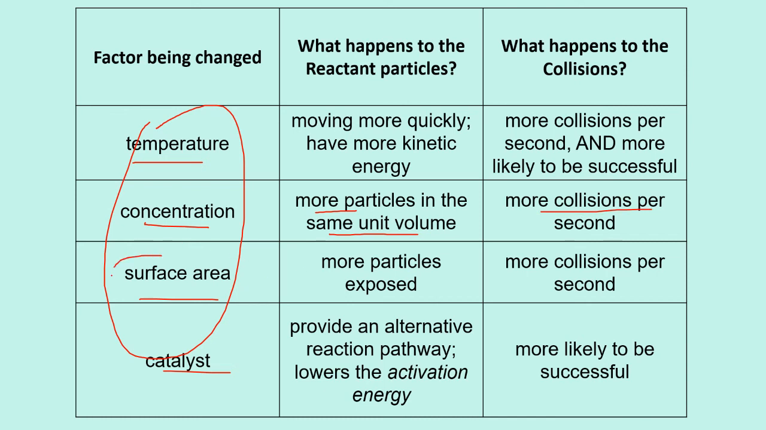If we've got some sort of solid like our marble chips, and then we turn it into a powder, then we've increased the surface area and there are more particles exposed, so therefore there will be more collisions per second. And a catalyst provides an alternative reaction pathway which lowers the activation energy. And so if you use a catalyst, if you can, then the collisions are more likely to be successful, and so therefore the rate increases.